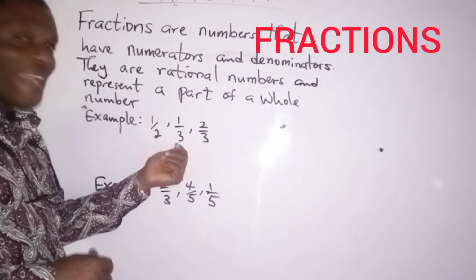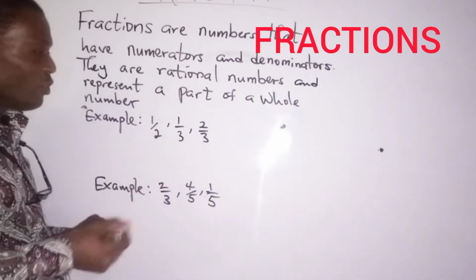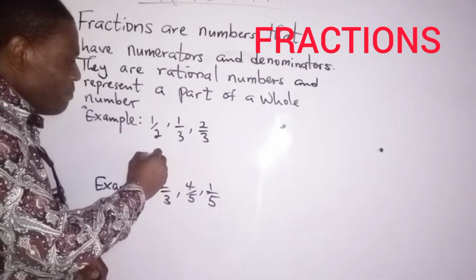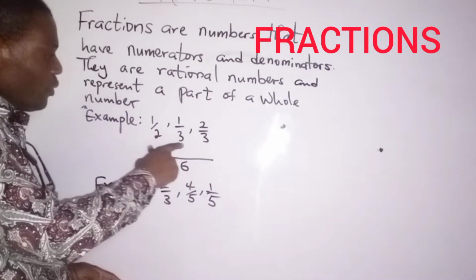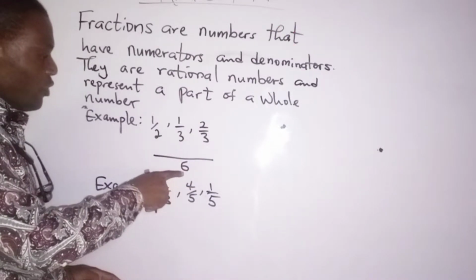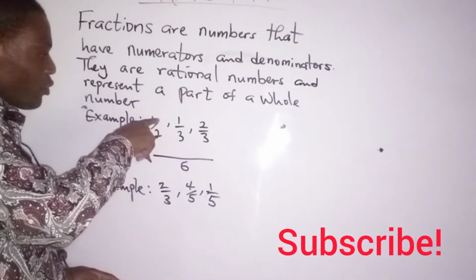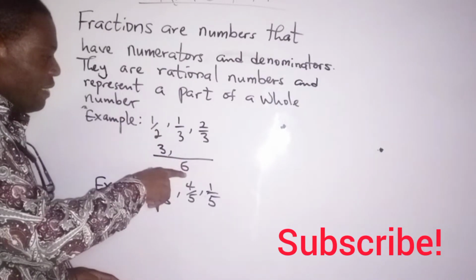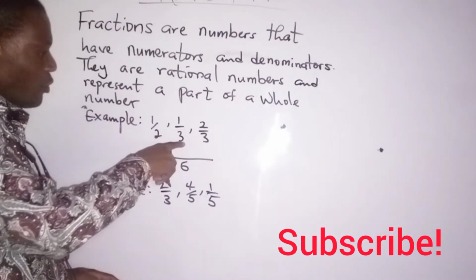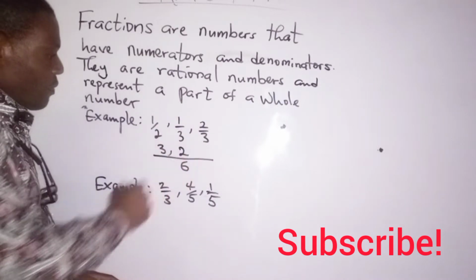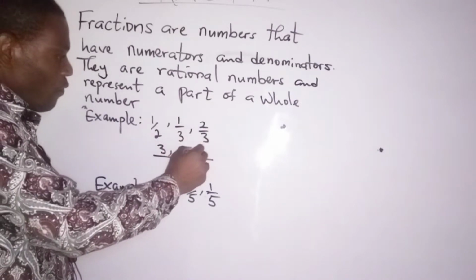Now, if I wish to find which is the biggest among these, what you just need to do is to find the LCM, and the LCM is just 6. LCM of 2, 3, and 3 is just 6. So divide 6 by 2 to give us 3, times 1 gives us 3. Then 6 divided by 3 gives us 2, 2 times 1, 2.